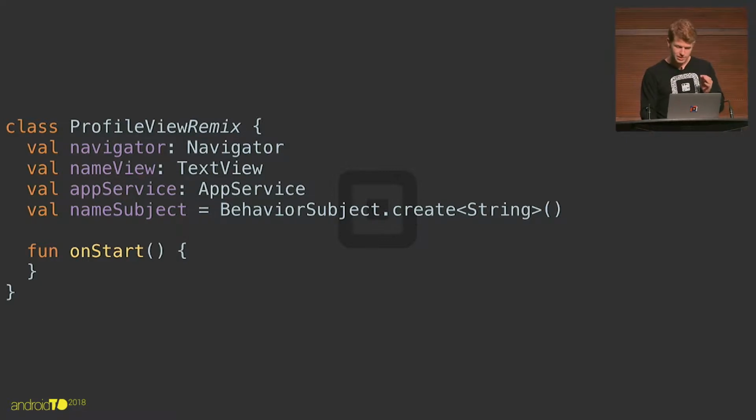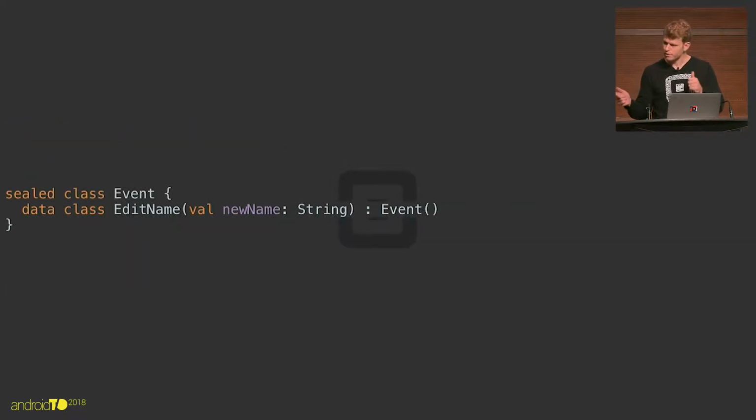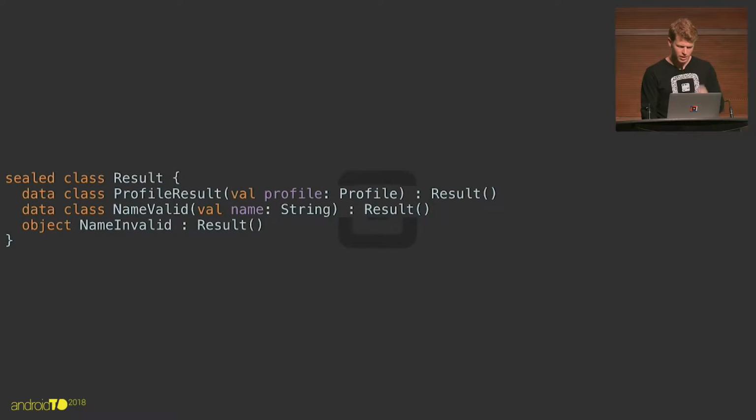This is profile view remix. And first, I want to create a few classes to model my data in an easier way, so I'd be able to pass things through a stream. First, I want to model what can be kicked from the view, which is the event sealed class, and inside there is the edit name, which is when the user updates its name. We have result, which is the result of a business logic side effect. So when we fetch the profile, we wrap it into a profile result.